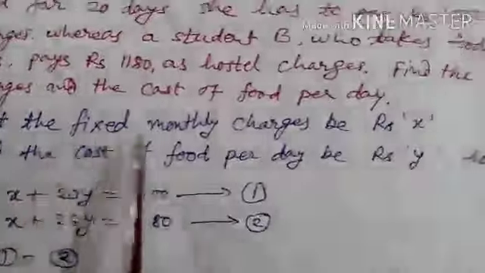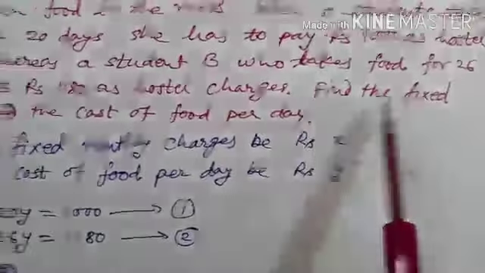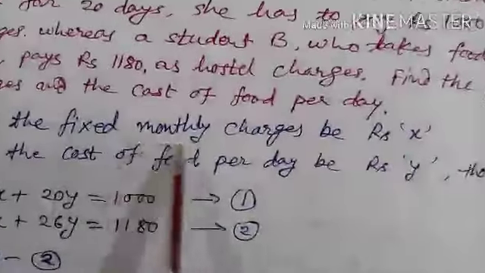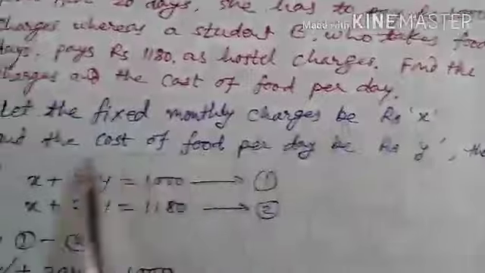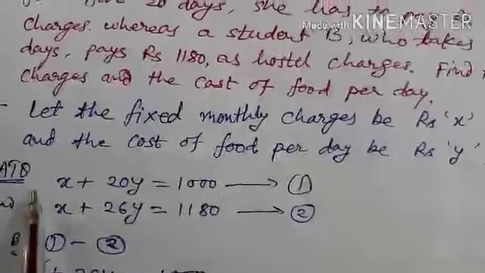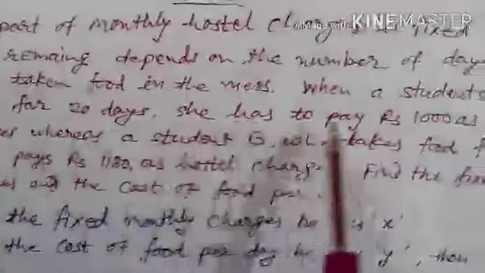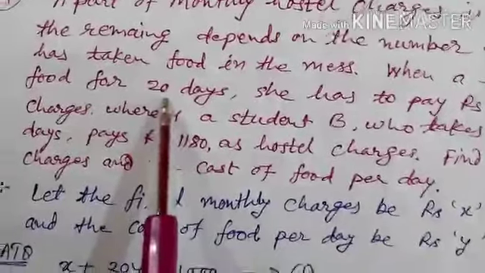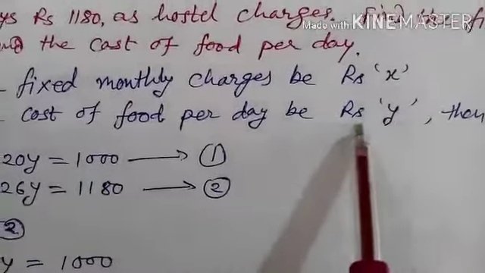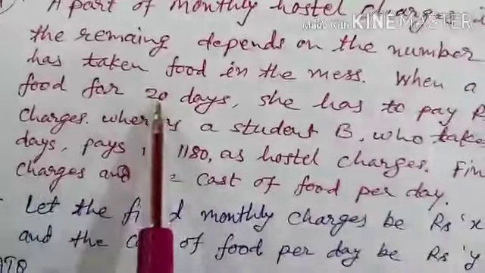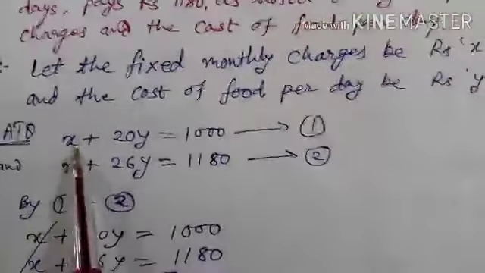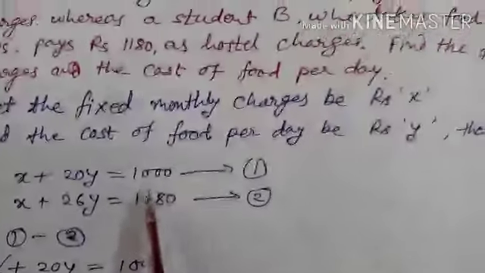So we will start from here. Find the fixed charge and cost of food per day. So let the fixed monthly charge be rupees X, and the cost of food per day be rupees Y. Then according to the question, the first student takes food for 20 days. So X, which is the fixed charge, plus 20 into Y, the cost of food per day, and the total amount she pays is 1000 rupees.